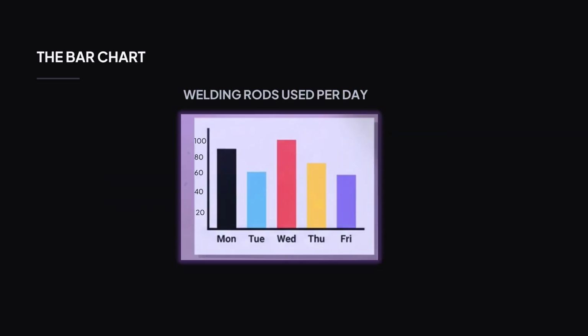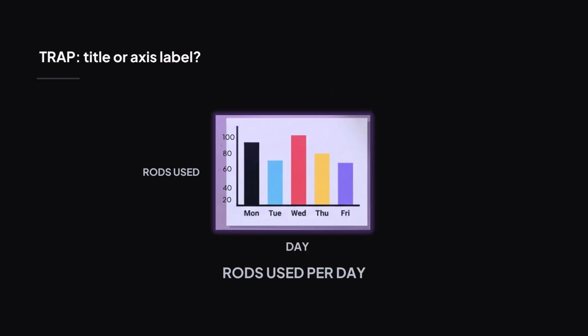The title sits on the top. Welding rods used per day. Now we have a few words here associated with our bar chart. Which words are the vertical axis label? Look now. That's right, rods used. And our horizontal axis label is the day.